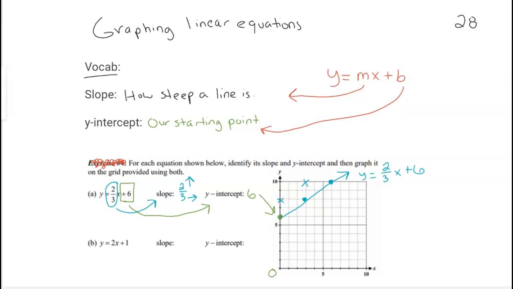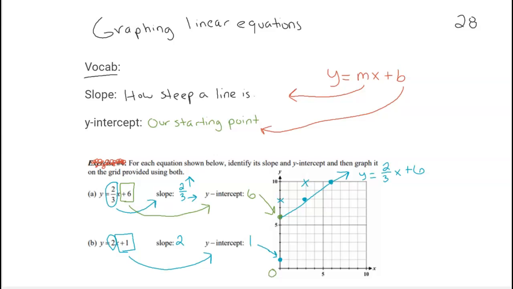Same idea. So we're going to take our number right here, which is 2. So our slope is 2. And then we're going to take our y-intercept, which is going to be 1. So here what we're going to do is we're going to start at our starting point, which is going to be 1 in this case. Again, it's always going to be on this line.